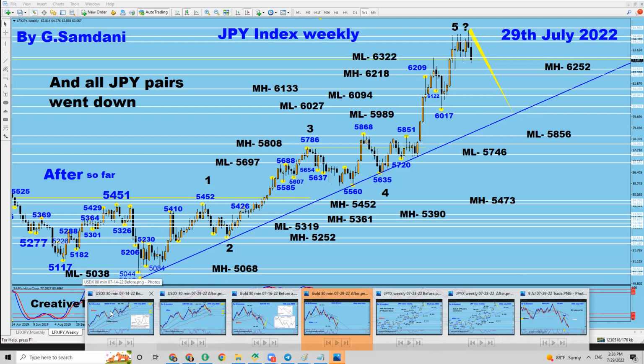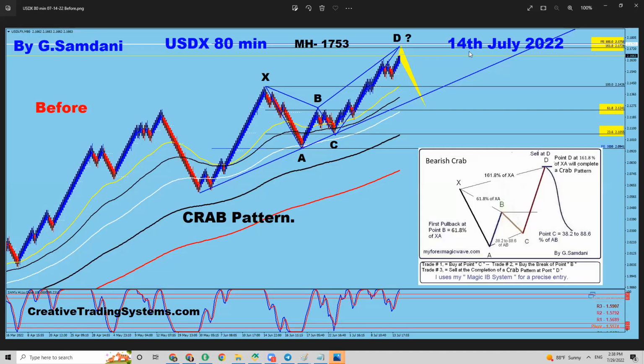This is like a daily chart. This was the chart that I made on the 14th of July, that we're going to go up a little bit to hit this area, FE 100%, and then extension of 161%. And from there, it's going to drop to one of these levels. First this one, and then hopefully this one, the 23% line, right? This chart, what happened to this chart?